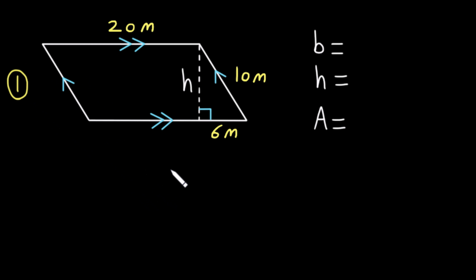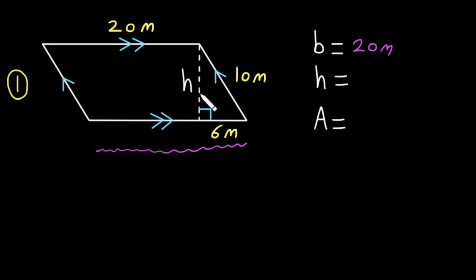The first example here, we have this parallelogram. Here the base is 20, because from here to there is equal to this side, because opposite sides are equal and parallel in a parallelogram. So this base equals 20 meters. We don't have the height, but we can find it by using the Pythagorean theorem for this right triangle.